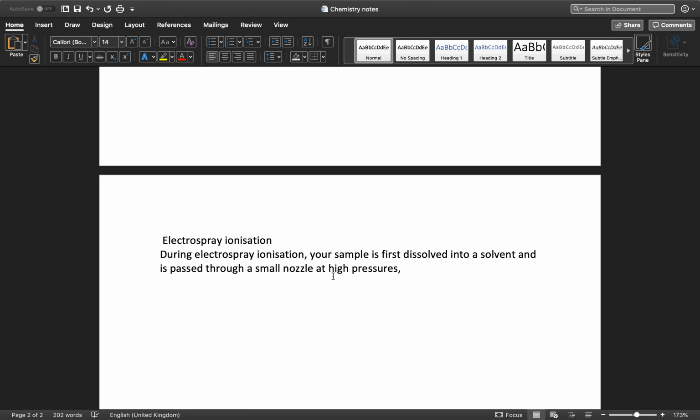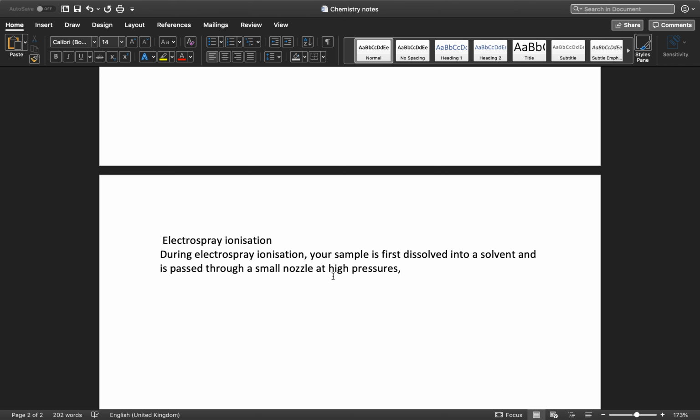They're not detailed enough. It's annoying. So a high voltage is applied to it, causing each particle to gain a hydrogen ion. The solvent is then removed, leaving a gas made up of positive ions. Okay. So basically, a high voltage is applied to your solvent.